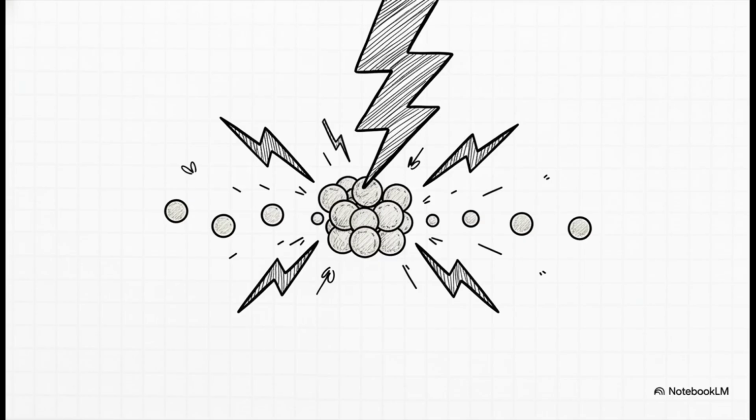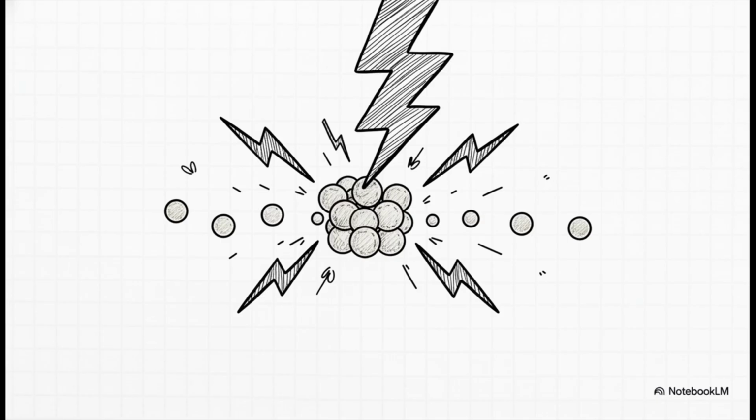To break a nucleus apart, you must put energy back in. This is called binding energy. This energy is much bigger than normal chemical energy. Chemical reactions use small electron energy. Nuclear reactions use the giant energy inside the nucleus.